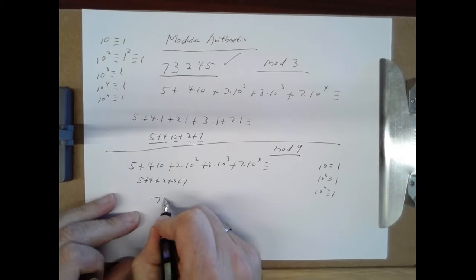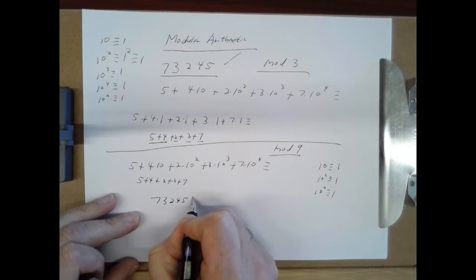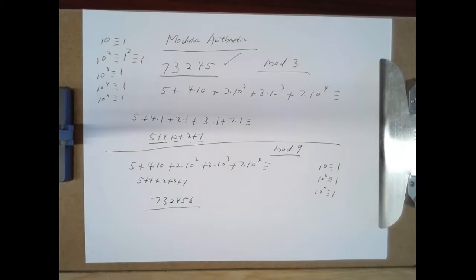But this number is, because if I add up the digits there, I get 27, and 27 is divisible by 9. So guaranteed, this number is a multiple of 9.